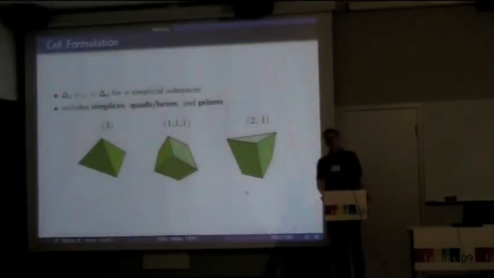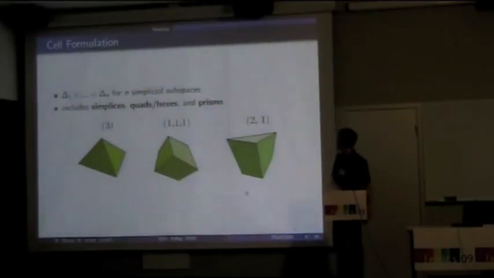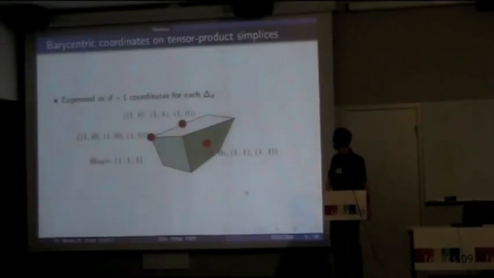So we start with a very simple cell formulation. We take some set of simplices and we take the tensor product of them. So for instance, in 3D we have the tetrahedron, the hexahedron, and the prism. And we denote them by tuples corresponding to the dimension of the simplices for tensor producting.